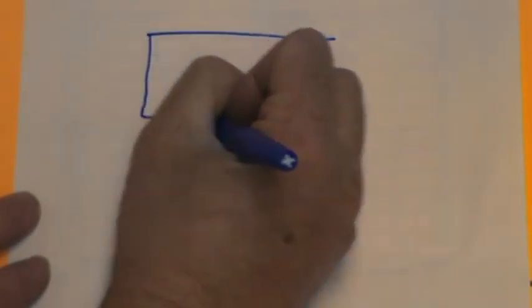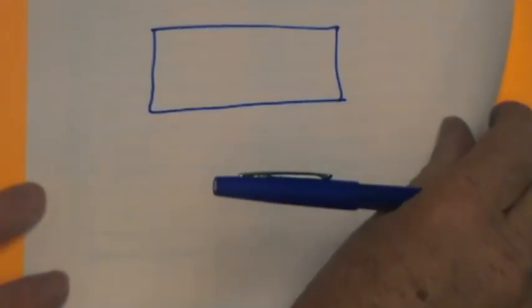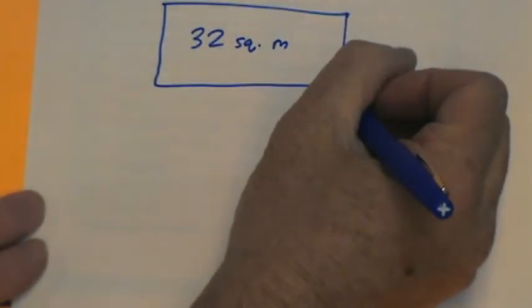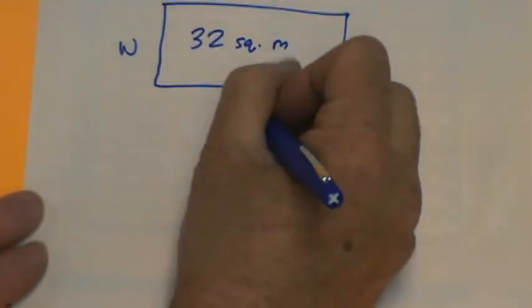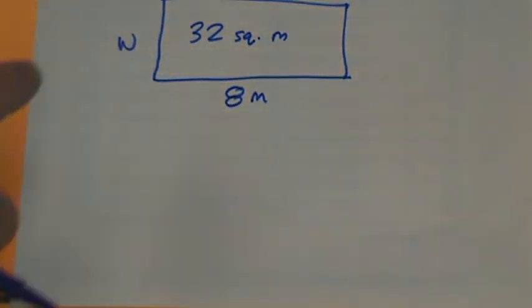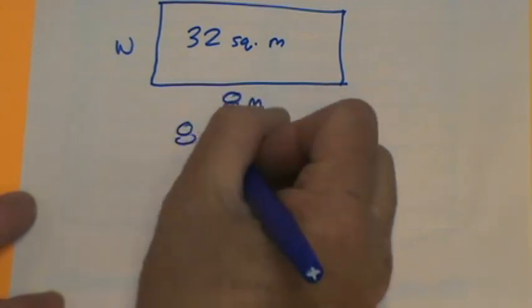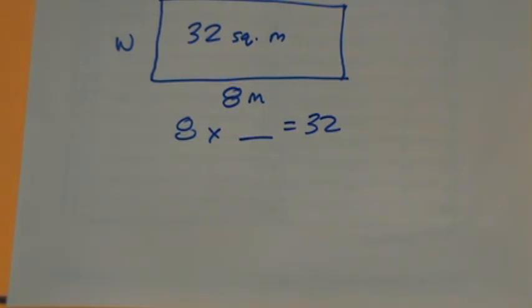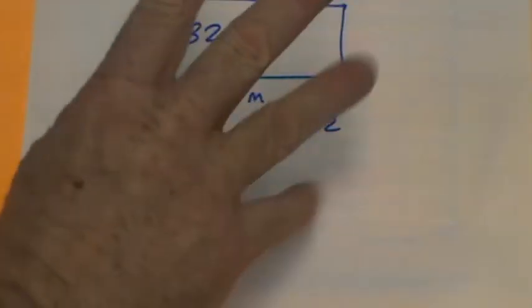Make another rectangular rectangle. There he is. And this one has 32 square meters. And we know that we don't know the width, but we know that this edge is 8 meters long. How in the world do we figure out what is the width? Well, we got to go like this. 8 times a number equals 32. What could that number be? You could consult your multiplication chart, but if you know your multiplication table, you would know that 8 times what? 8, 16, 24, 32. 8 times 4. So 8 times 4 does indeed equal 32.